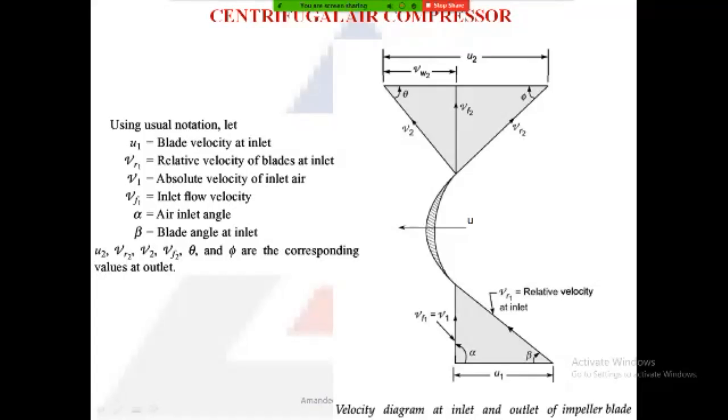There, U2 is the blade velocity at the exit, because the radius at the tip is more and the radius at the inlet is small. So the blade velocity is smaller at the inlet of the blade, and this blade velocity is large. U2 is large at the exit.